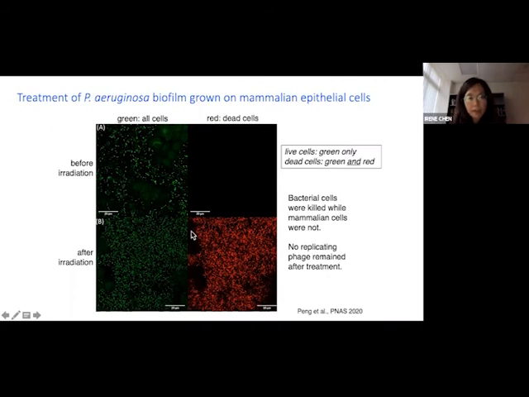It's a little hard to see here, but we have more quantitative assays for this, and the mammalian cells are largely intact. And also, no replicating phage remains after treatment. This was one of the reasons why we were interested in this strategy in the first place: to prevent any downstream problems with the phage.